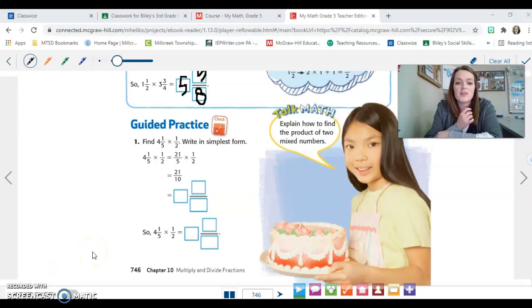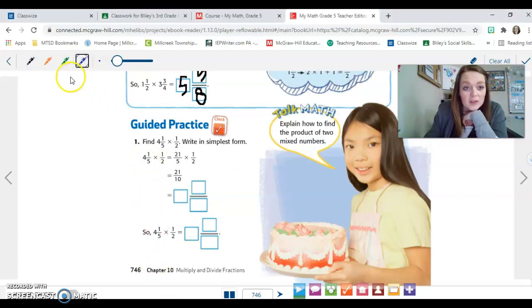Okay, so for number one, we have 4 1/5 times 1/2. It says write in simplest form. So what we're going to do is convert our mixed number into an improper fraction. So multiply the denominator first by the whole number. 4 times 5 is 20, plus the numerator. 20 plus 1 is 21. So over here, we keep the denominator the same. We have 21/5 times 1/2. Our second number is already a fraction. We do not have any whole numbers in front of it, so we can leave it.